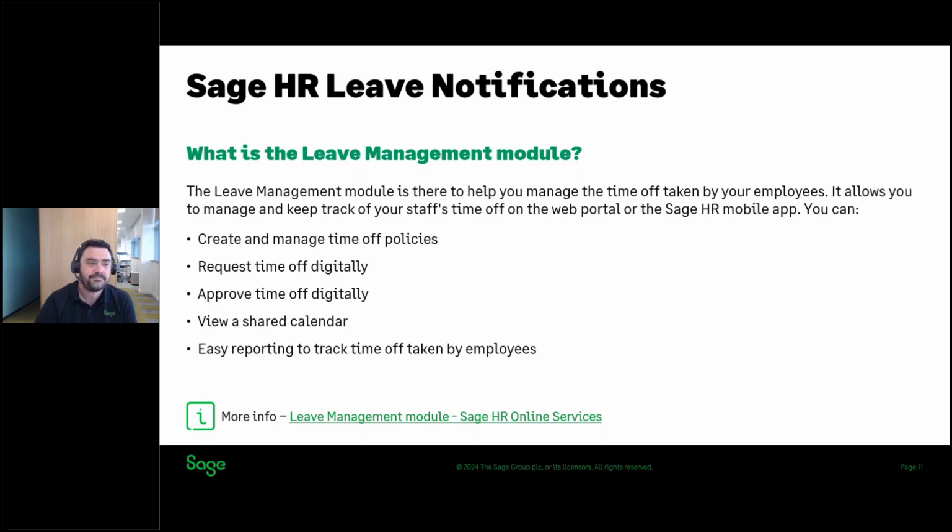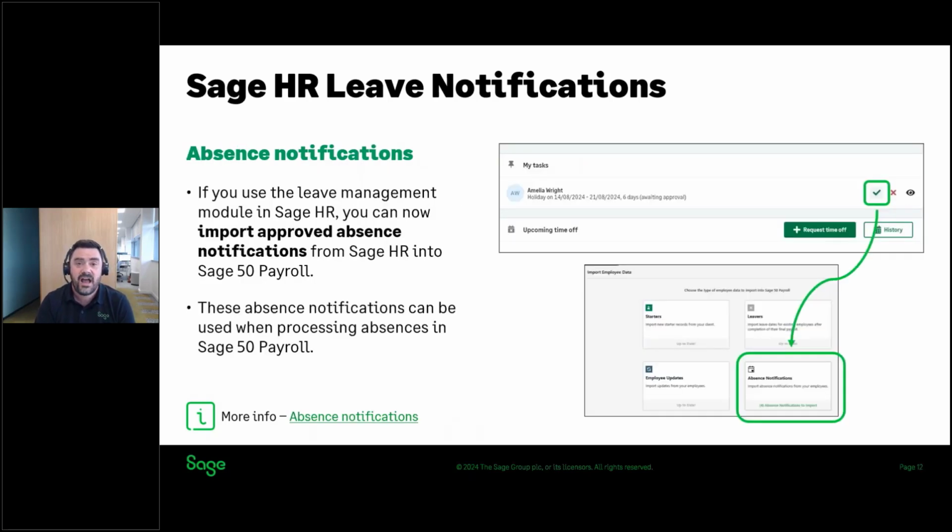Now, when it comes to the notifications in payroll, the new absence notifications can be pulled through from Sage HR and viewed in your payroll software. It's part of the import employee data option that can also be used to import updates to personal details and bank details, as well as starters and leavers that you've added in HR. And this should really help you with processing absences in your payroll software, giving you an easy view of those approved absences that have been entered in HR.